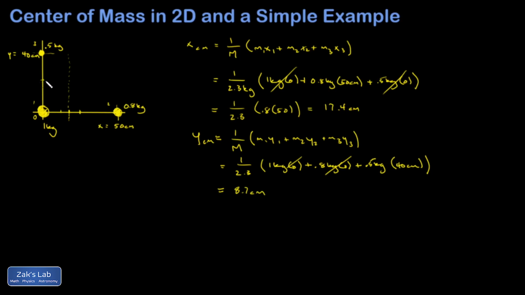So this is about 20 right here. That means this is about 10. So 8.7 is somewhere around here. And I can mark the spot where this system would balance. If all these masses were connected by a rigid sheet, you could put the tip of a pencil under that, and the whole thing would balance on its side right at that point.